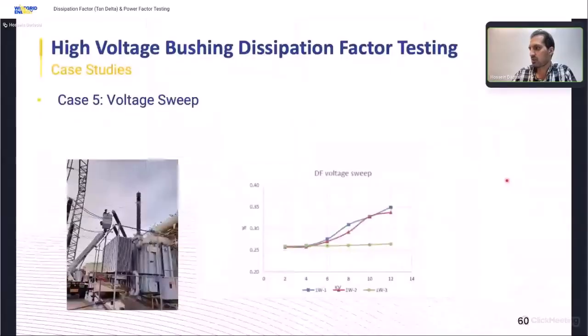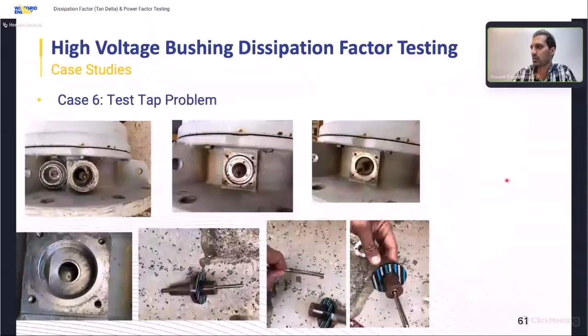So when the dissipation factor changes by changing the applied voltage, it's also called the tip-up test. It's originally for rotating machines, but we can use it for bushing and transformer testing. When the dissipation factor changes by changing the voltage, it shows us there is a problem in our connections or inside of the bushing.